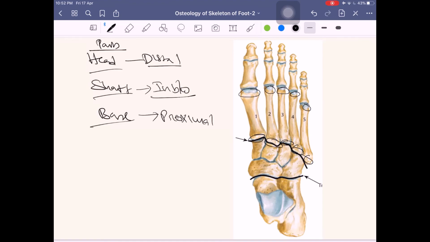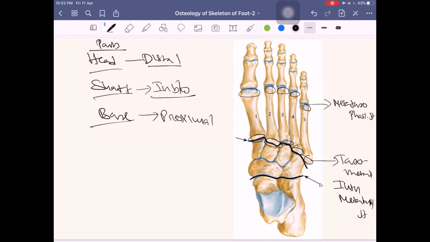And as you can see here, all the bases form your tarsometatarsal joint. Apart from that, they also contribute to the intermetatarsal joints, as sometimes they join with each other also. So these are the joints we have at the base. Whereas all these heads contribute to forming your metatarsophalangeal joint. Those are the joints they form.